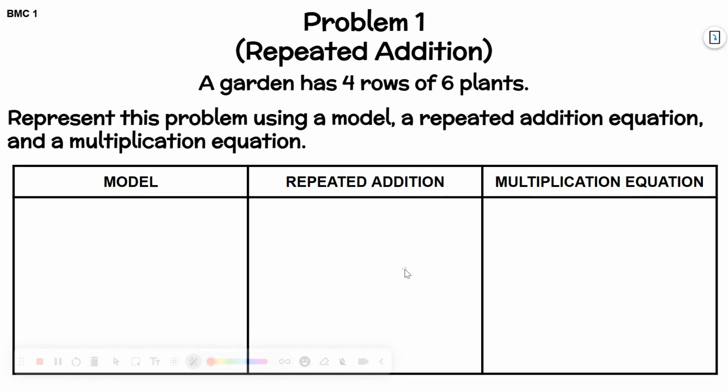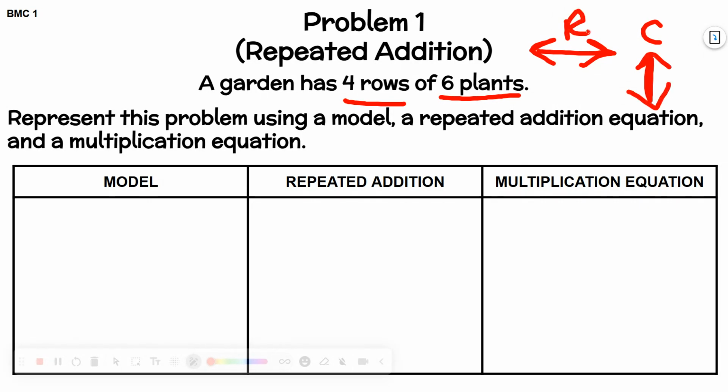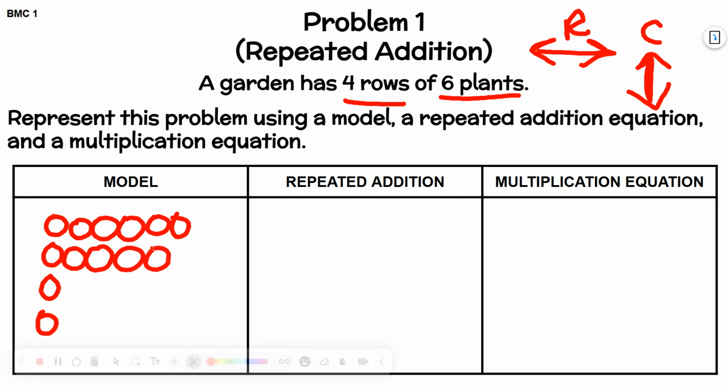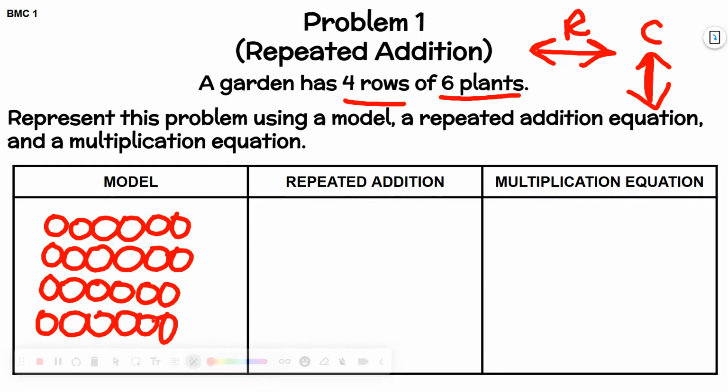So for our model, I see 4 rows of 6 plants. Well, 4 rows, we know a row goes like this, left to right. A column, as a reminder, goes from top to bottom. So if I have 4 rows, and there are going to be 6 plants in each row, I'm going to draw my model. I'm going to have 4 rows, and I have 6 in each row, so that's 1 so far here. So 2, 3, 4, 5, 6. Those are my 4 rows, 6 plants in each row.